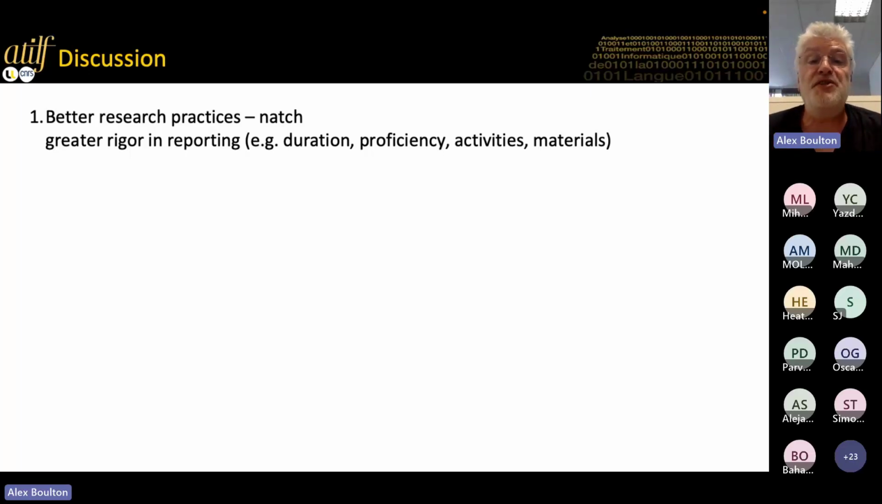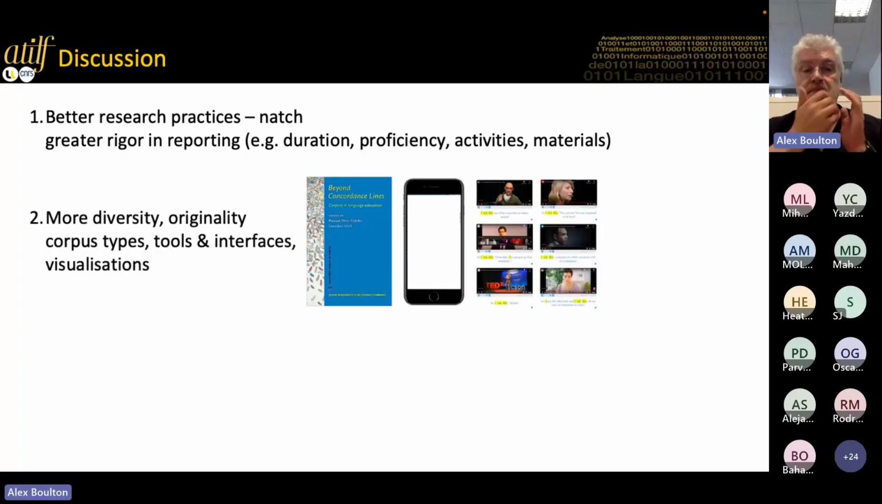The same applies to proficiency. What do we mean by intermediate, advanced, etc.? The activities and the materials that people use, these are often not described in detail in the studies. Please, open science, give the materials online, give your instruments online, show us more screenshots of what people are actually doing. So that's my first point.